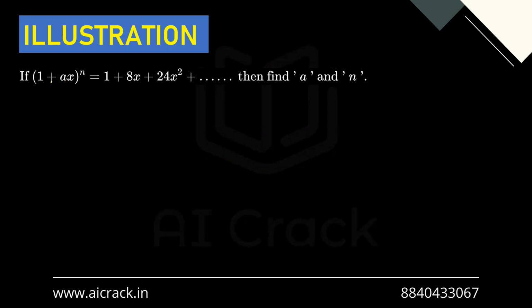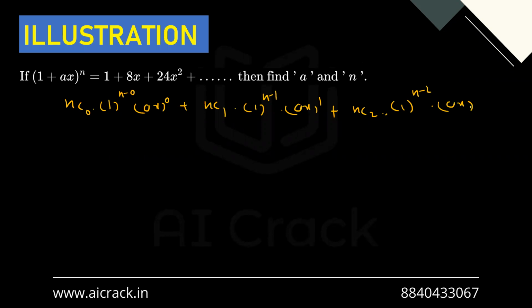Now let's look at one example. If (1 + ax)^n equals 1 + 8x + 24x², then find the value of a and n. Right? So we'll be writing the expansion for this one. That would give me nC0 dot 1^(n-0) dot (ax)^0 + nC1 dot 1^(n-1) dot (ax)^1 + nC2 dot 1^(n-2) dot (ax)^2 and so on. We just need the terms till x² because over here we have been given only 3 terms till x² only, and we have to find just 2 variables. So we can find these 2 variables with the help of the given information.